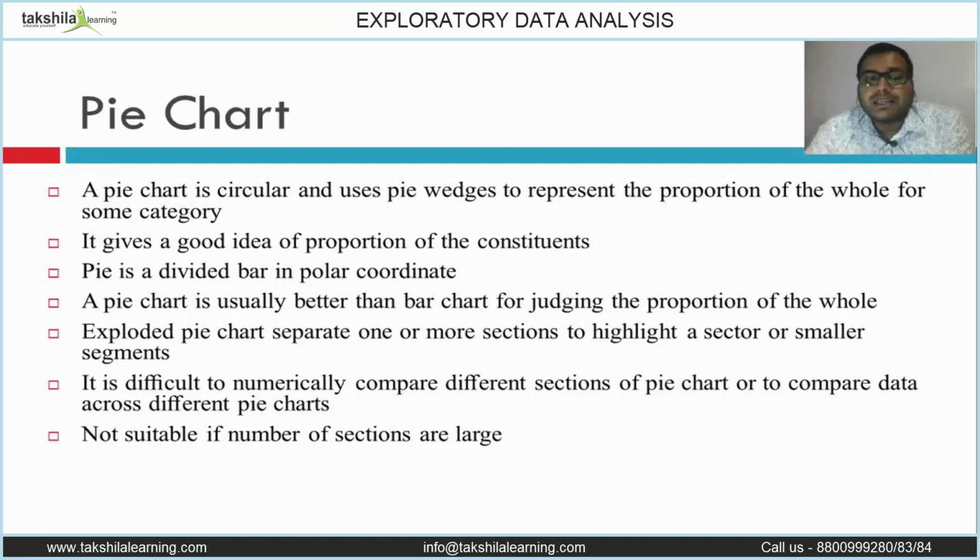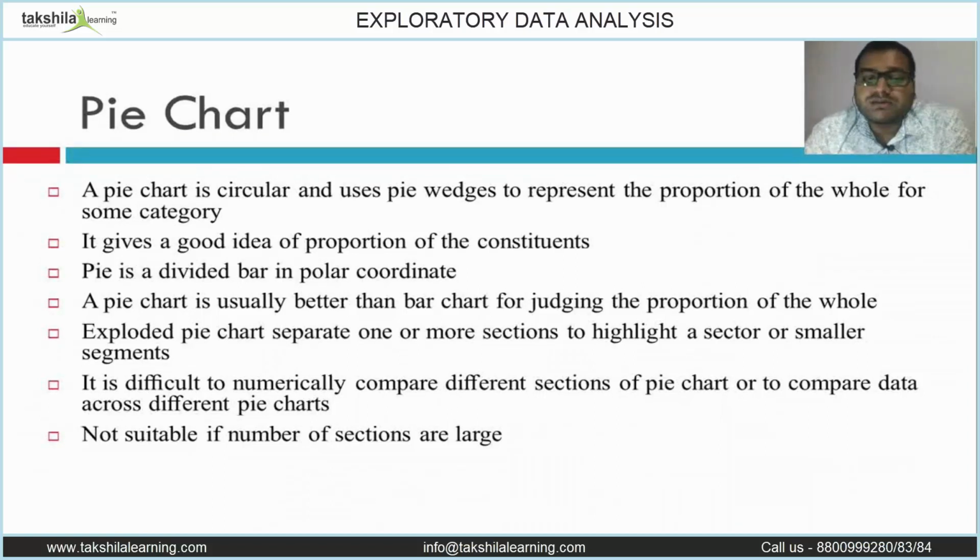It is difficult to numerically compare different sections of a pie chart, or to compare data across different pie charts. So basically, if we have more than one pie chart, it is difficult to compare the two. With one pie chart we can compare the categories, but with two pie charts it is a little different to compare the data which is available.